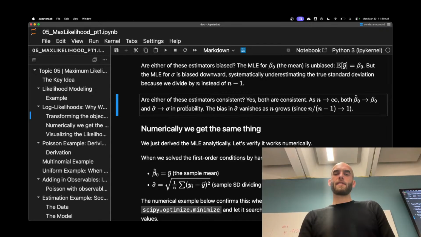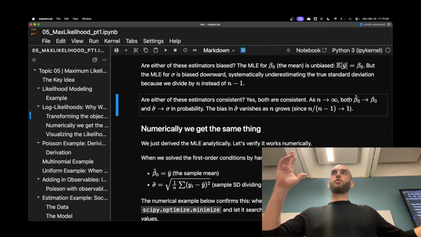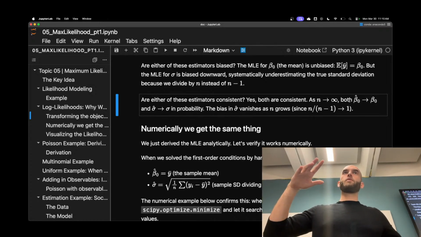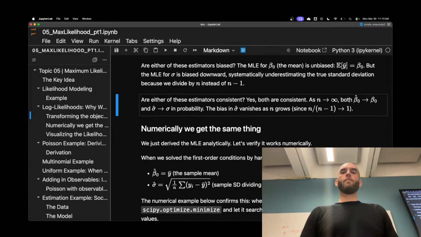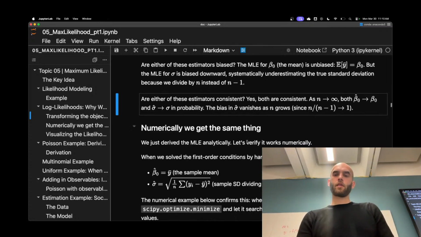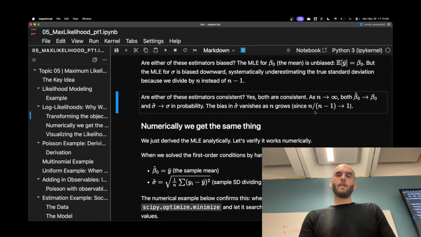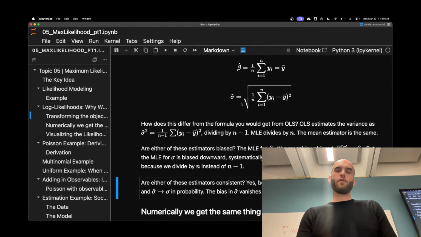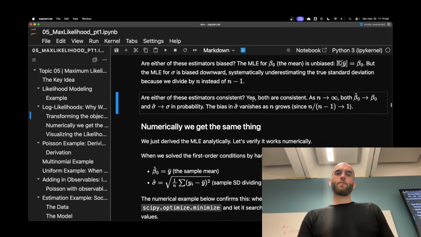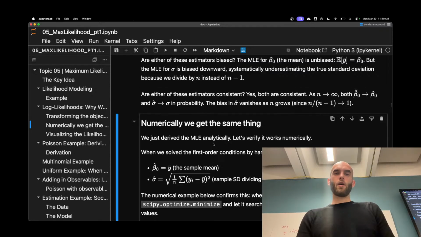Are these estimates consistent? Yes, both of them are consistent. So as n goes to infinity, we go to the truth with both models. So asymptotically, they're identical. The reason that happens for MLE is because in the limit, as n goes to infinity, the standard deviation goes to the same answer that OLS gives us. Okay, any questions here?